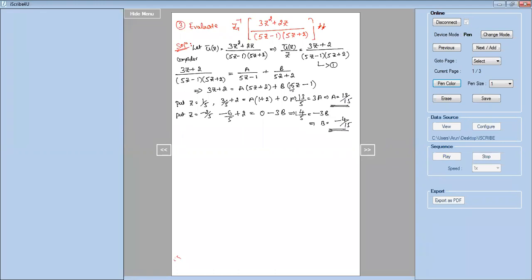If I substitute here, we get (3Z plus 2) divided by (5Z minus 1) into (5Z plus 2) equals, first A, 13 by 15, divided by this 5Z minus 1, then B is minus, so it is minus 4 by 15 divided by this 5Z plus 2.